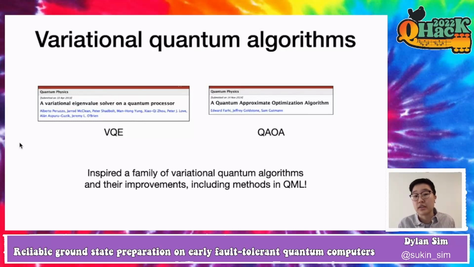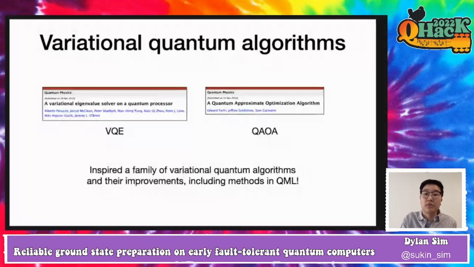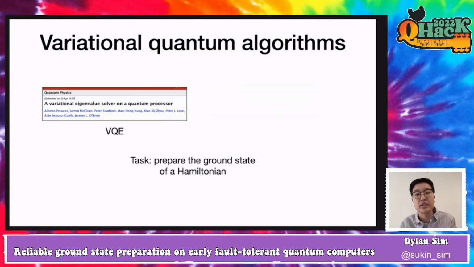and QAOA, the variational quantum eigensolver and the QAOA being two early examples, or in fact, the first two examples of variational quantum algorithms. And they really inspired a family of variational quantum algorithms, including a lot of the near-term methods in quantum machine learning. Specifically today, I'd like to focus a bit more on VQE, where the main task at hand is to prepare the ground state of a Hamiltonian or to estimate the ground state energy.